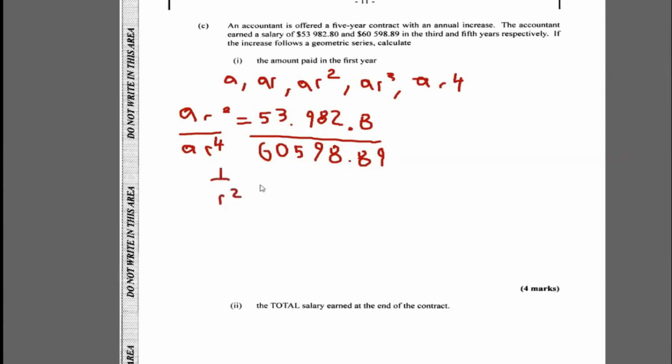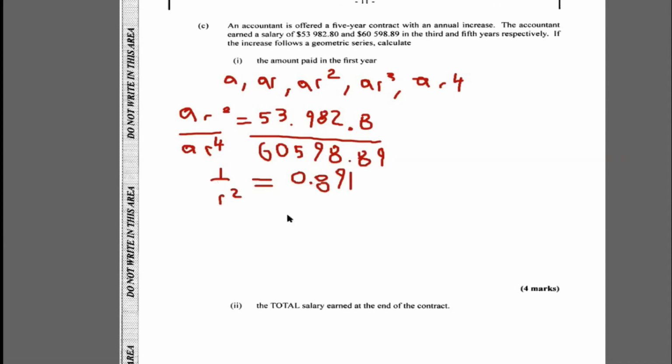And so we get 1 over R squared is equal to 53,982.8 divided by 60,598.89. When you do the division, you get 1 over R squared is 0.891. And so all we need to do is make R the subject.